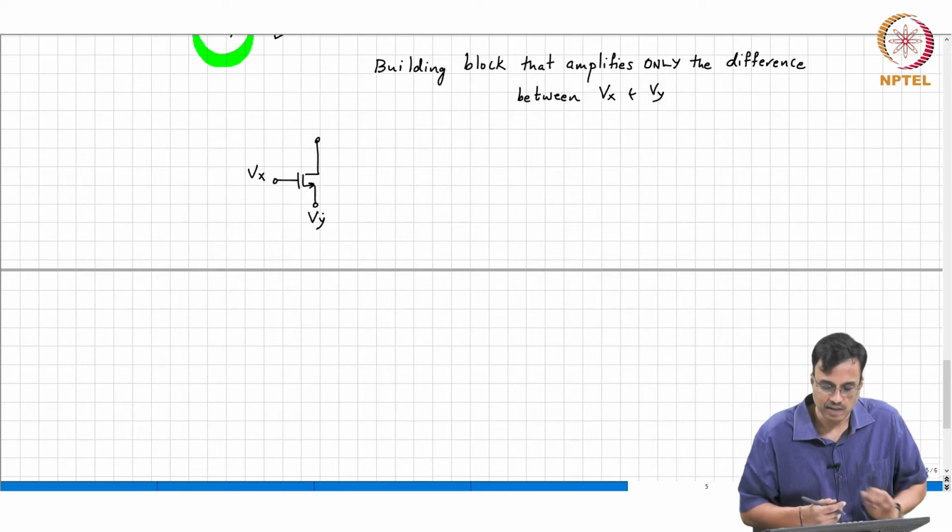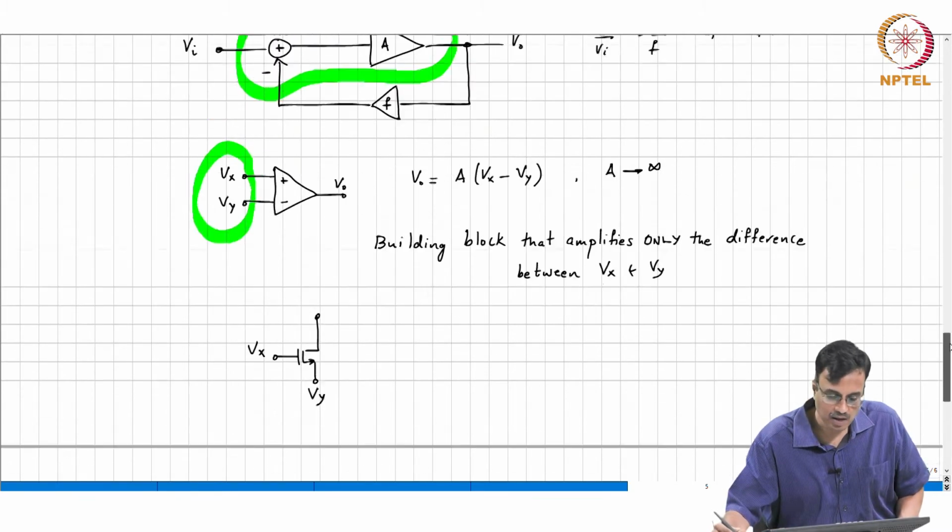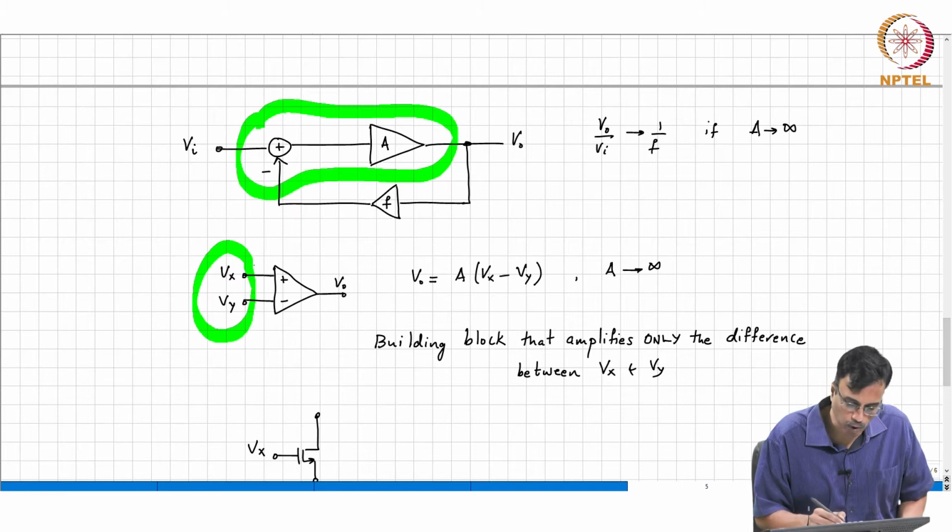But there is a small catch here. Remember that in a good negative feedback loop, what comment can you make about the difference between Vx and Vy?